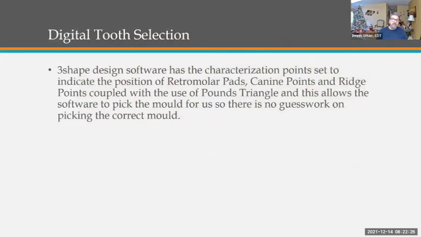Now, using the traditional teeth, the 3Shape design software has characterization points set to indicate the position of the retromolar pads, canine points, and ridge points, and that's coupled with the use of Pound's triangle. This allows the software to pick the mold for us, so there's no guesswork in picking the correct mold. We don't have to go through our drawer and mold chart and try to pick the design. It's actually doing this for us now. Is it 100% right all the time? No. I've done cases where I looked at the shape of the tooth and said, I want something a little bit more ovoid. Let me go to a different selection, and you can do that.